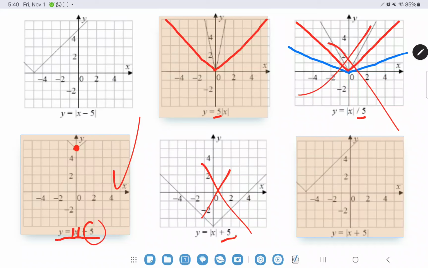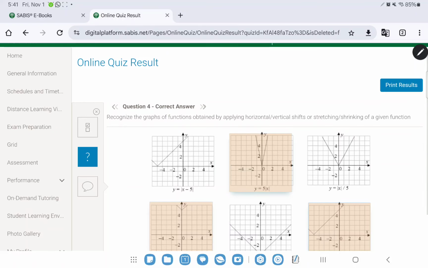But now here, like I said before, when your change is inside the absolute value, you're going either right or left. One of the two. If it's plus 5, you're moving left. Is this moving left by 5? Yes, it moved. It's supposed to be here, like this. You moved it 5 to the left. Here we said it's wrong because they moved it to the left even though it should be moving to the right. That's why this is wrong and this is right. Now, moving on.